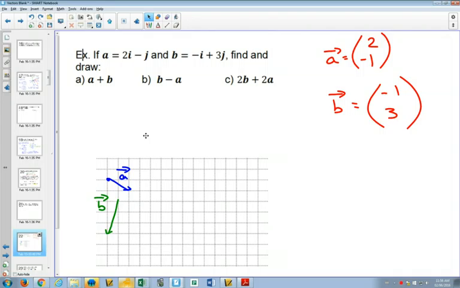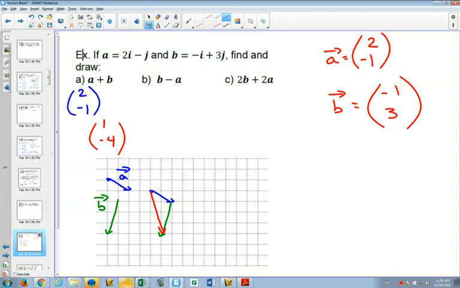So graphically, if I wanted to add A and B together, I would take A, start it anywhere, it would go there, and then where I end up and I add B to it, would start there and there. My resultant for A plus B is right here. That's graphically. Graphically, we can see that the answer is going to be 1 to the right, 4 down. Algebraically, A is 2, -1, and B is -1, 3.